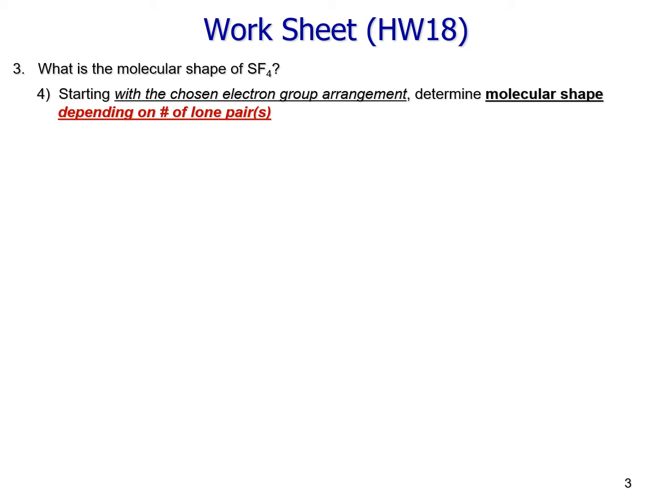Since it's a new slide, I'd like to remind you that we have 5 electron groups on the central atom. The arrangement or the geometry for such 5 electron groups will be TBP, short for trigonal bipyramidal.